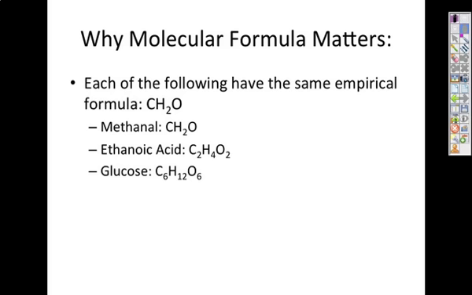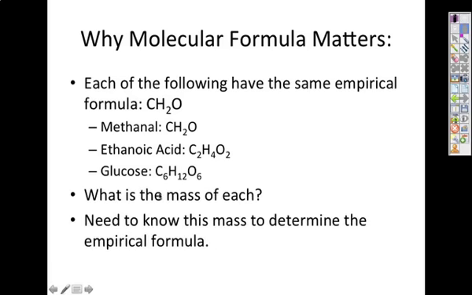Methanol is not like the methanol that we use up here. I don't have a nice thing to compare methanol to in your normal everyday life, like ethanoic acid and glucose. Otherwise I would. It would poison you though. The other two are edible as long as they're dilute enough. We're not going to calculate the mass of each right now, but we would need to know the mass to determine the empirical formula.